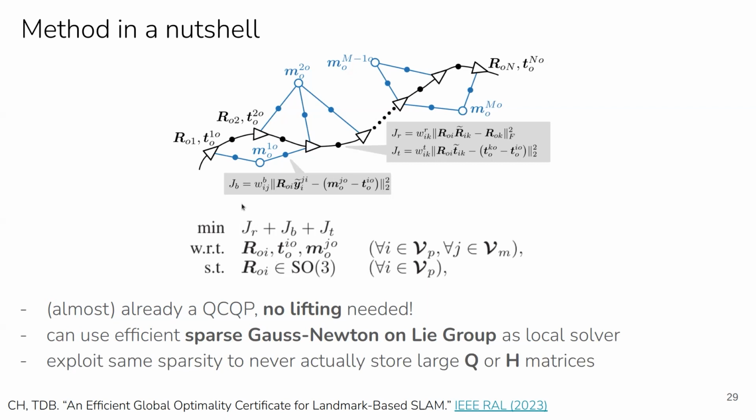And a core contribution of the paper is that you can exploit the sparsity of Q and H in particular to also make sure that the certification is very efficient as well, so as efficient as the local solver.